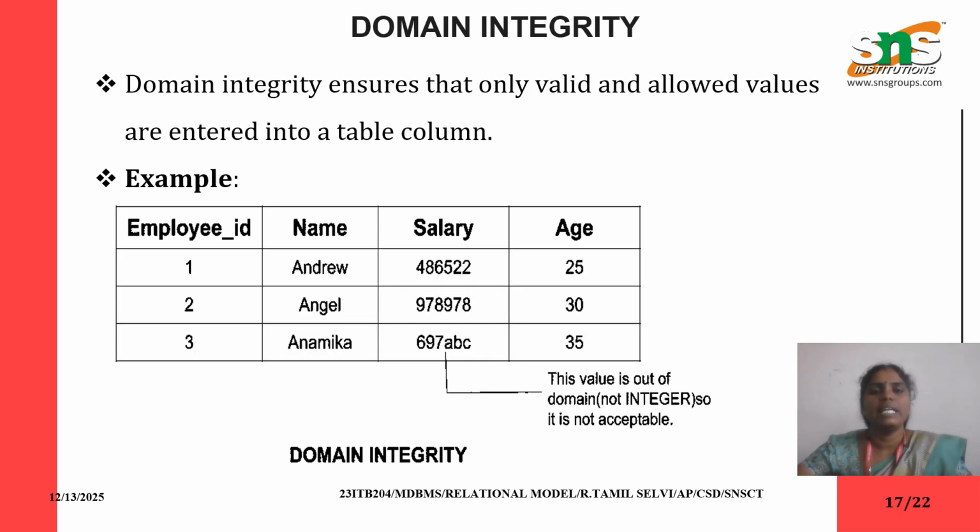Next one, domain integrity. Domain integrity ensures, for example, allowing only integers for salary and preventing incorrect data in the table column. Consider this example. To store the employee's salary, we set a constraint so that it accepts only integer values. If we enter characters or any invalid values, the DBMS will show an error and not allow it to be stored in the database.